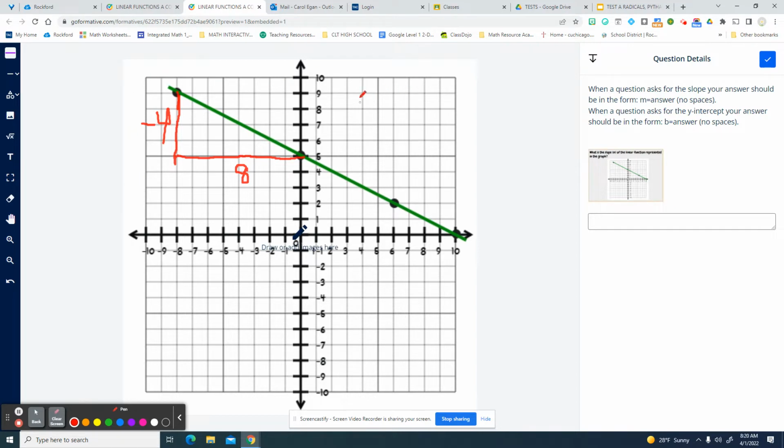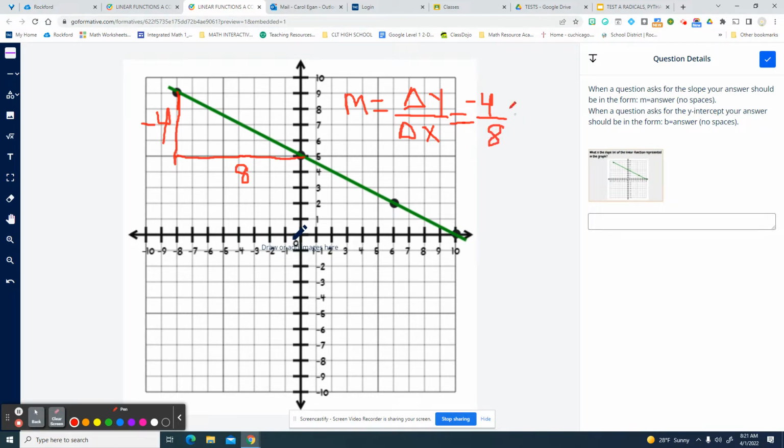So remember, your slope is the change in y, or what's changing up and down on the graph, versus the change in x. So up and down, the distance between these 2 points is 4 units. And because I'm going downhill, it's a -4. And side to side, the distance between this point and this point is 8 units. And I'm moving to the right, so that's positive.